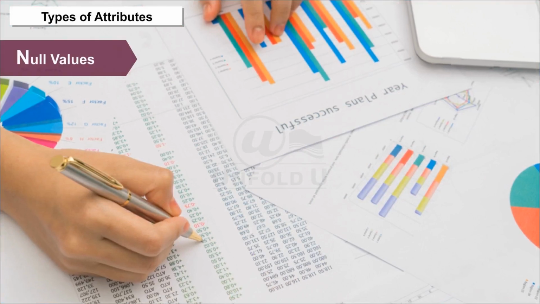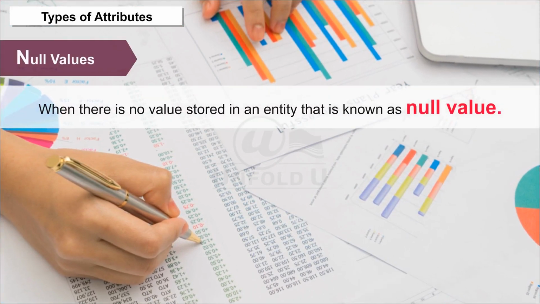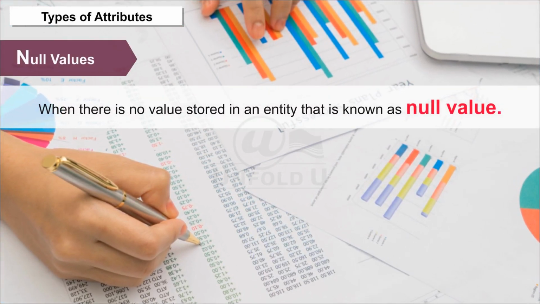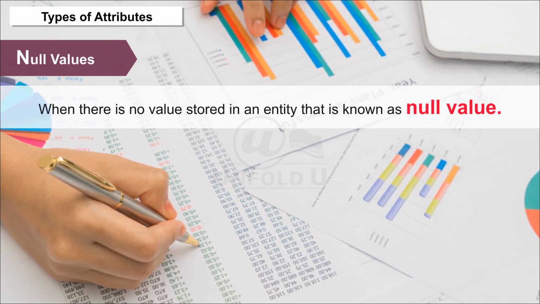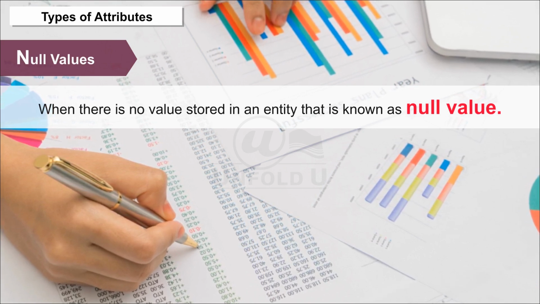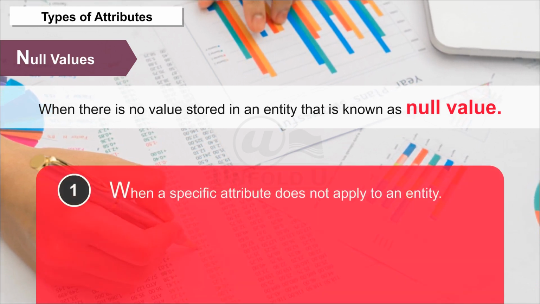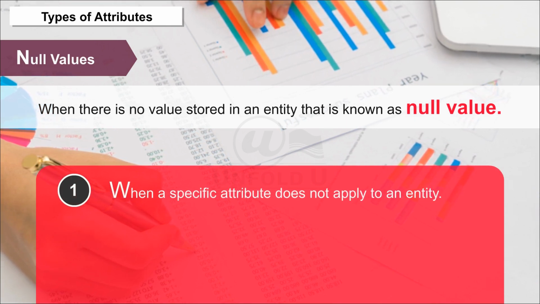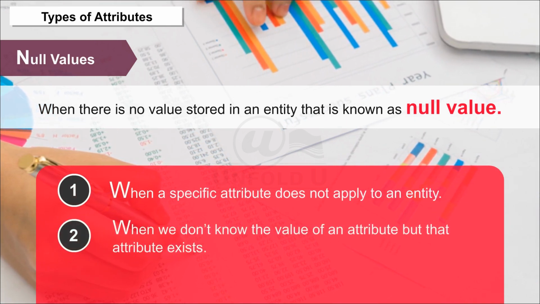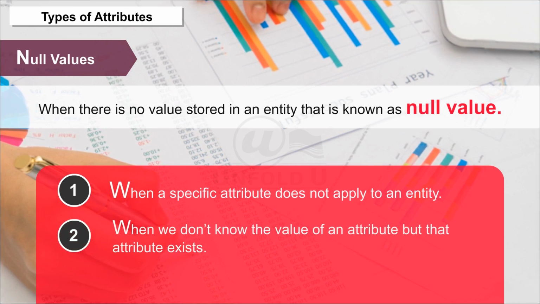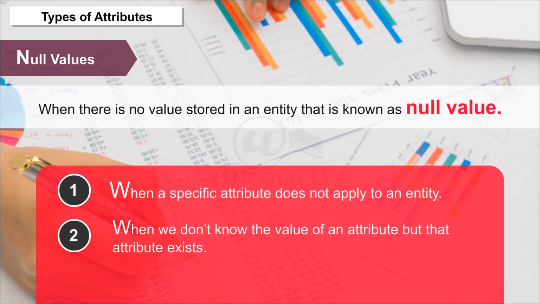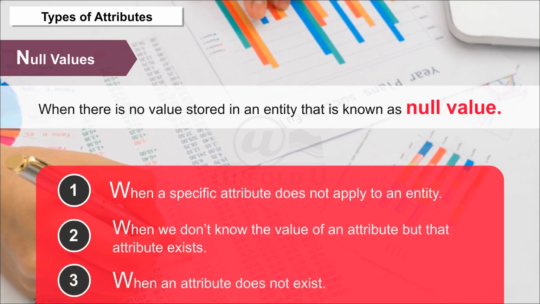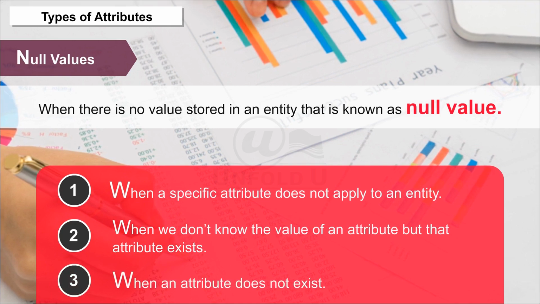Null values. When there is no value stored for an attribute of an entity, that is known as a null value. We use null values in three situations. 1. When a specific attribute does not apply to an entity. 2. When we don't know the value of an attribute, but that attribute exists. 3. When it is not known whether an attribute exists.